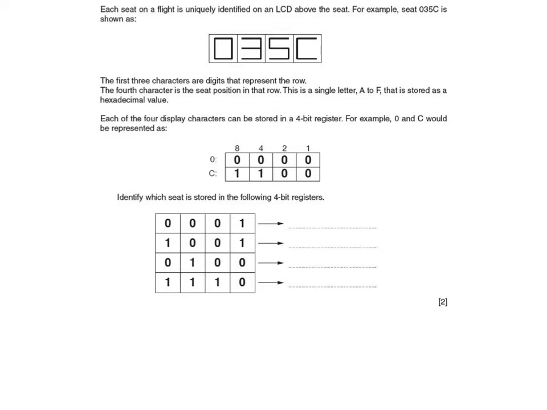Showing what's stored in these different registers. So first 3 they represent the row. Each of the 4 characters in the Slayer 4 register, for example, 0 and C. Okay, so this is just straightforward. So we've got 1, 9, 1, 2, 4, and then E. 194E, I believe, is correct for that one.